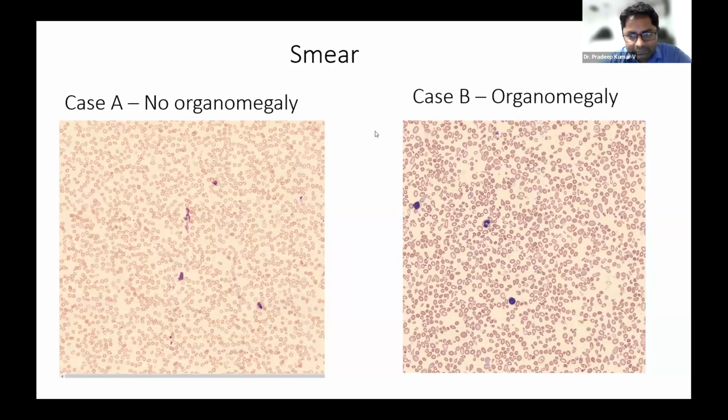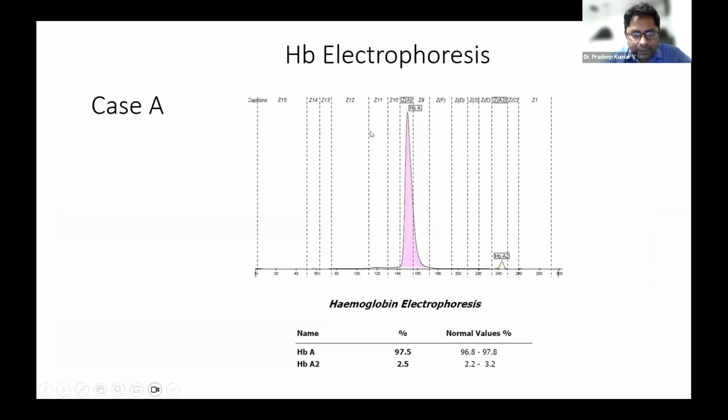I'll wait for the answers. Manual. Okay, that's great. So there's striking poikilocytosis in both. Let's get to the thing here. This is the electrophoresis of case A. The A2 is almost normal, so nothing much.